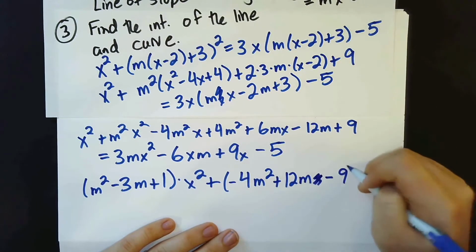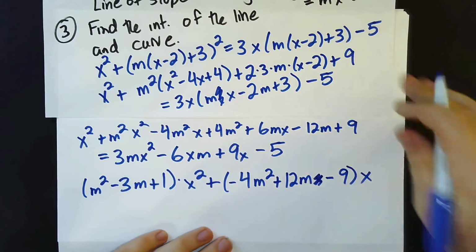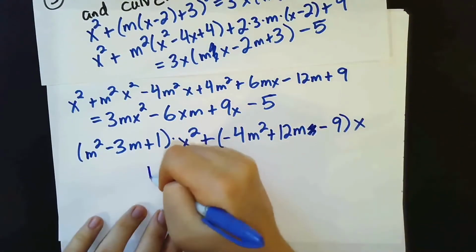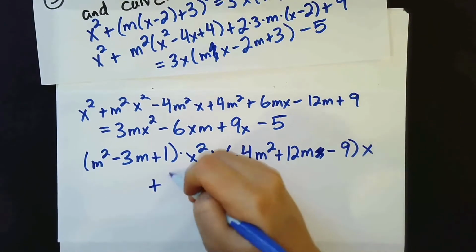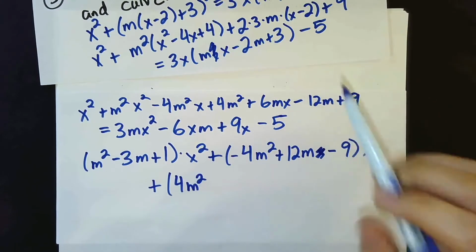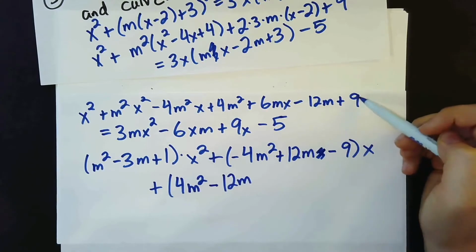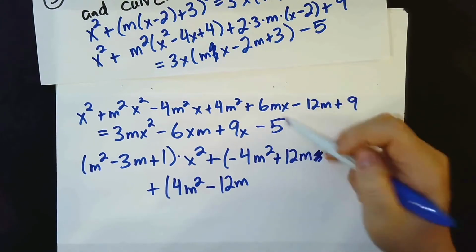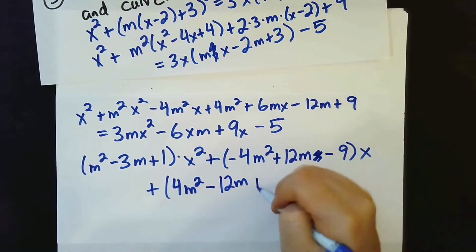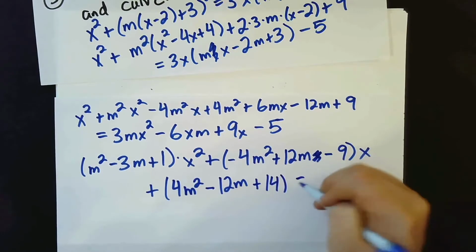Sorry, that x should not be there. Times x. And then plus all the constant stuff that has no x's in it, which is going to be a 4m squared minus 12m. And then I have a plus 9 plus 5, so plus 14 equals 0.